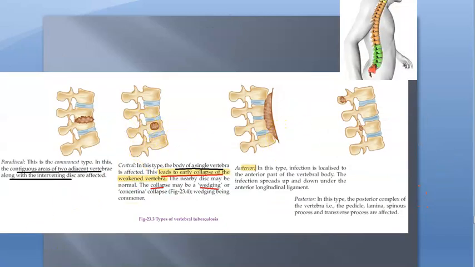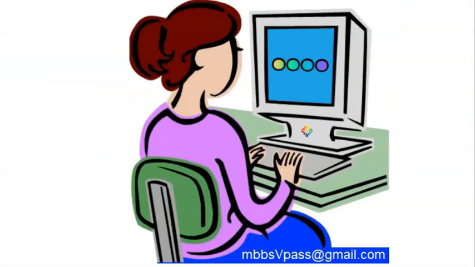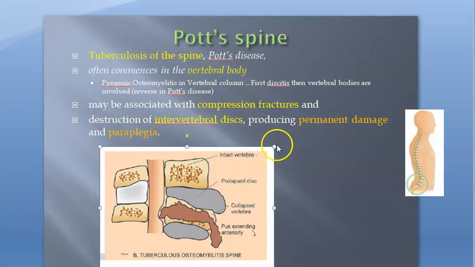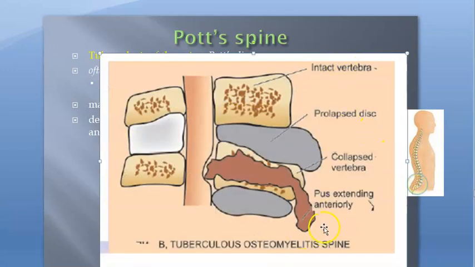See, tuberculosis will not just affect the spine. It can affect your femur, etc. Here we are looking at the types of vertebral tuberculosis: paradiscal, central, anterior, and posterior. And look at this tuberculous osteomyelitis of the spine. Basically, there will be collapse of the vertebra, and there will be a prolapsed disc. They have shown you. Please focus on these terms. In the exam you have to write: collapsed vertebra, prolapsed disc, and there will be compression.